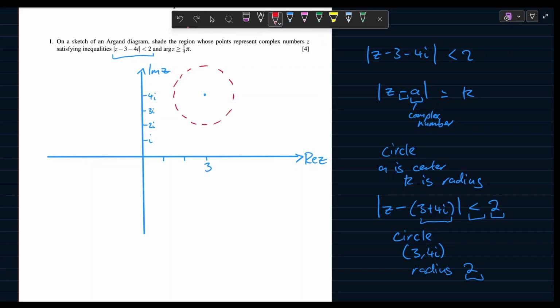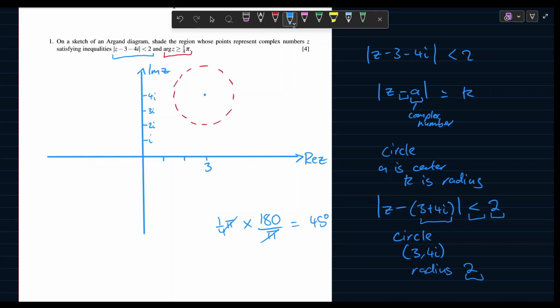Okay. So the points that satisfy this inequality would be the points that are inside this circle. But I'll just unshade that for a moment, because we also need to consider the second inequality. Arg z is greater than or equal to a quarter pi. So you're going to take your protractor, and then you want to open an angle of 45 degrees, because we've got a quarter pi. Remember to convert to degrees, it's going to be 180 over pi. So that cancels out, and 180 over 4 is 45 degrees.